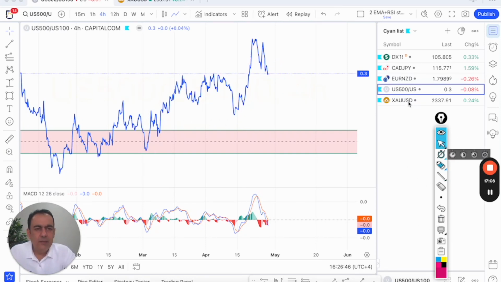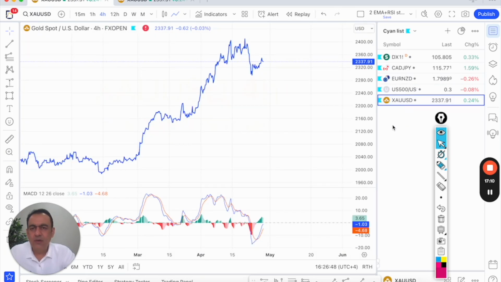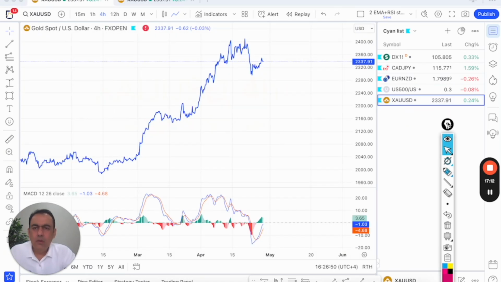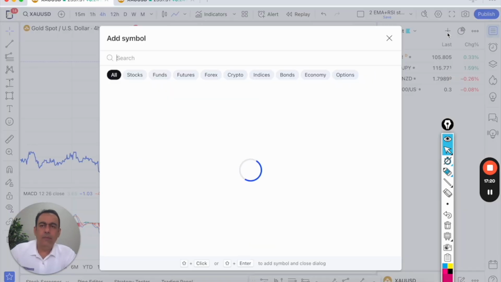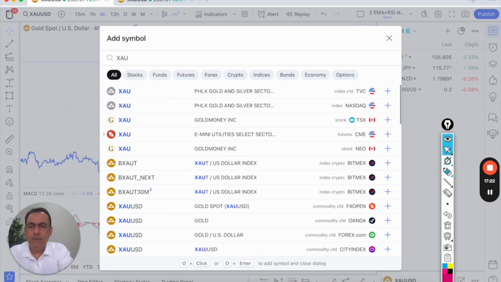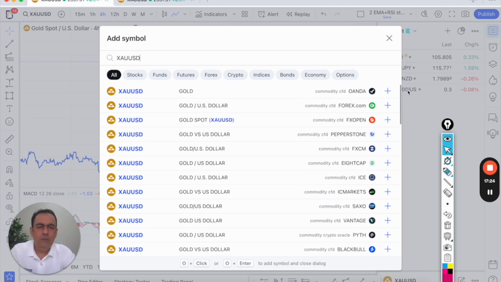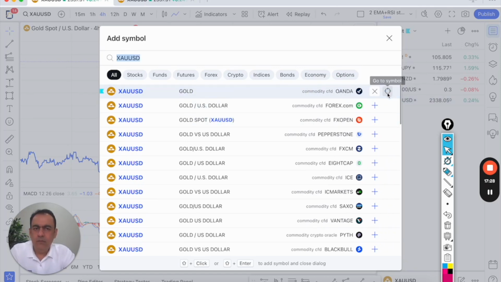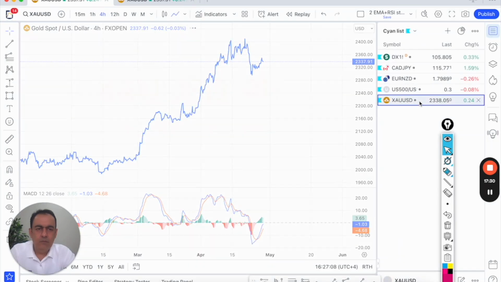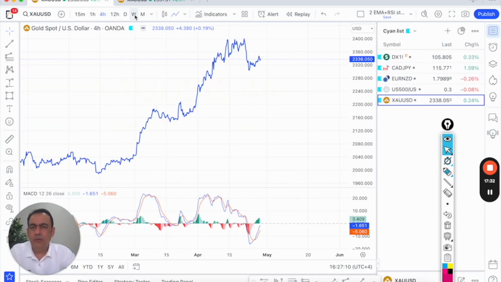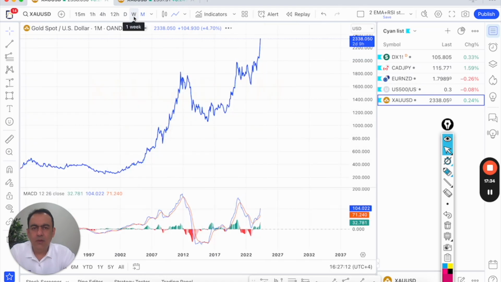Now finally, we have our favorite instrument, that is gold. Okay, this gold chart is showing some errors, so I'm going to replace it with another chart here. Perfect. So here I'm going to start from monthly.